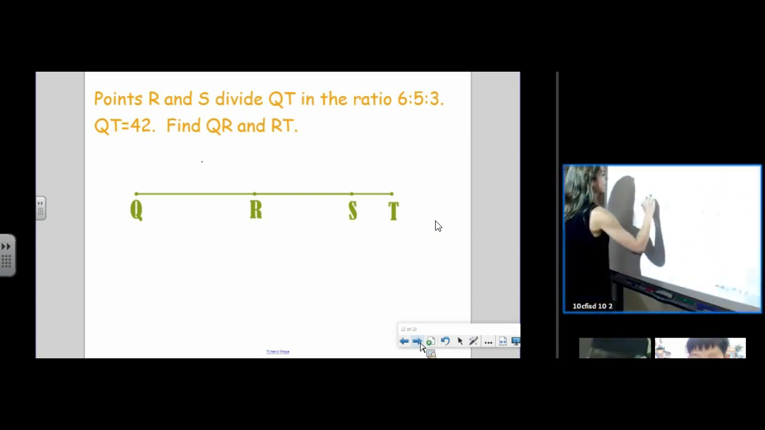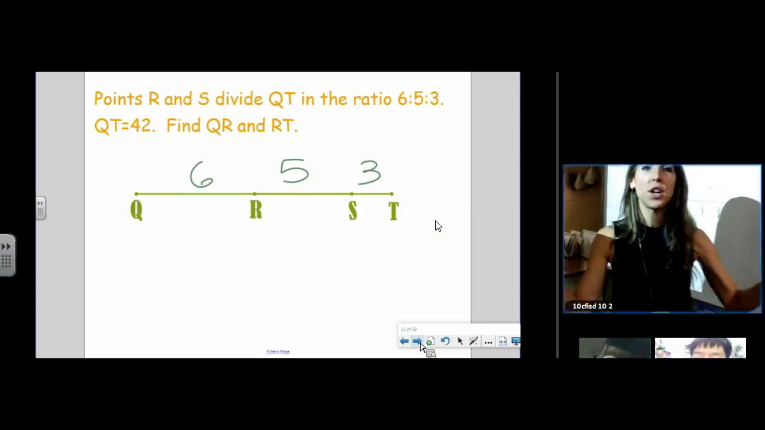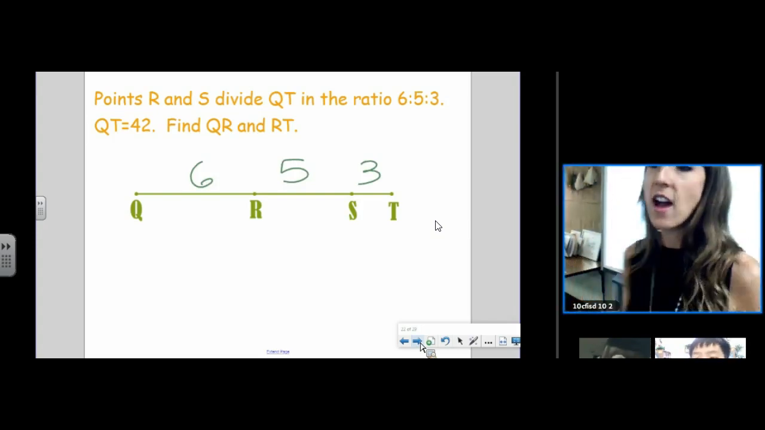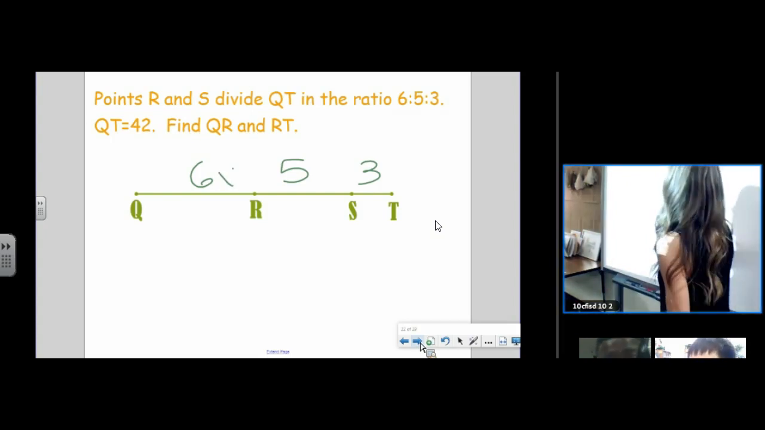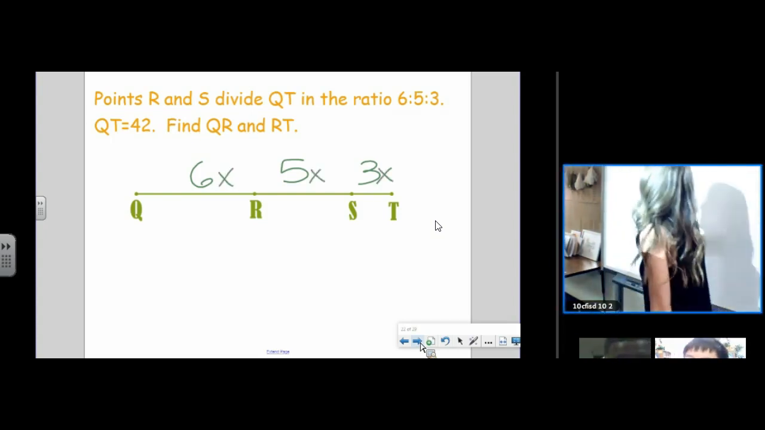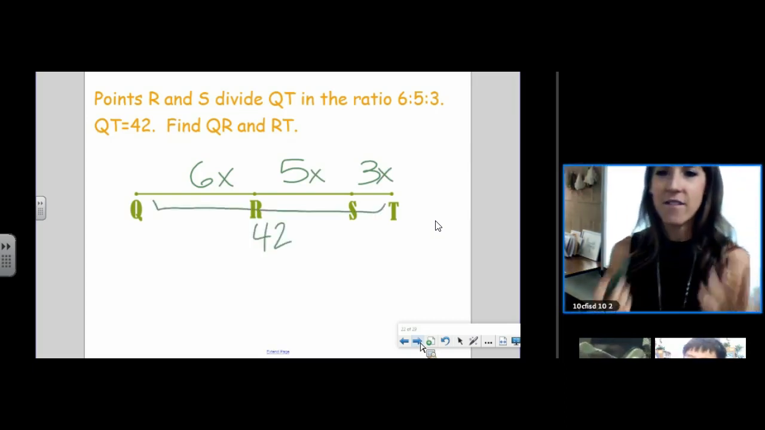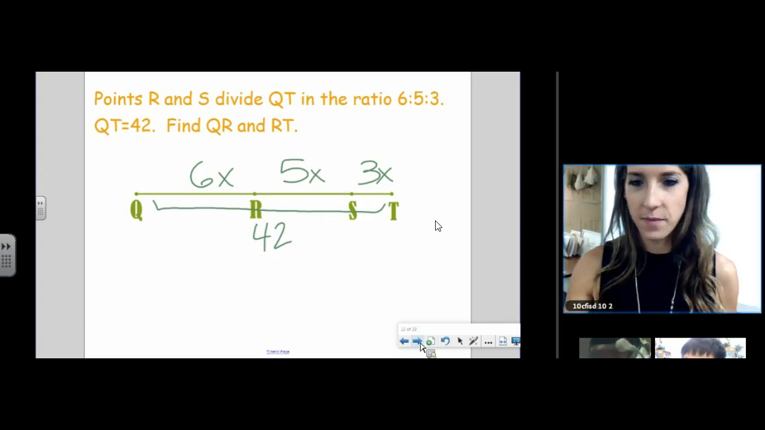So 6 to 5 to 3. Those are not lengths. That's not how long they are. So we put an X, an X, an X. QT is 42. The whole is 42. So go ahead and find QR and RT. Go.